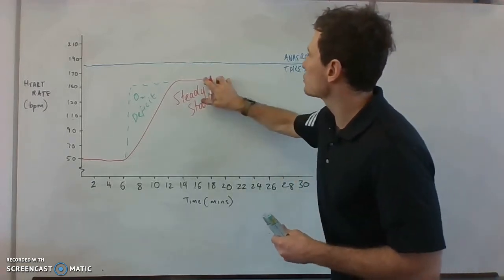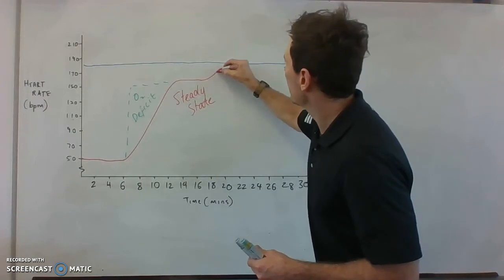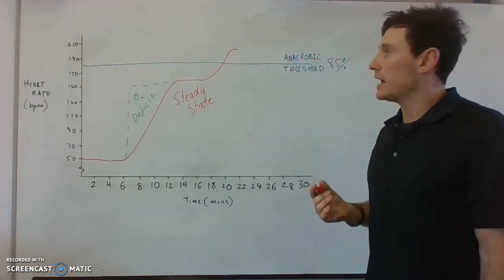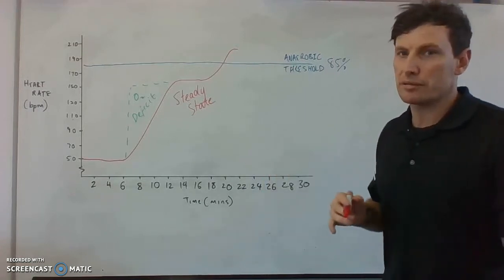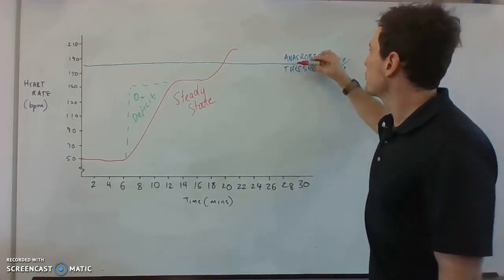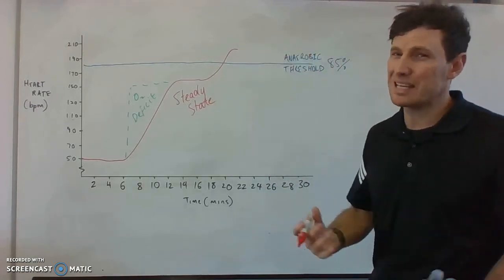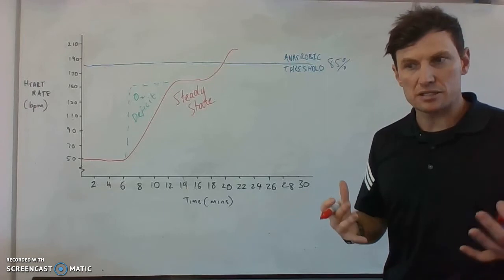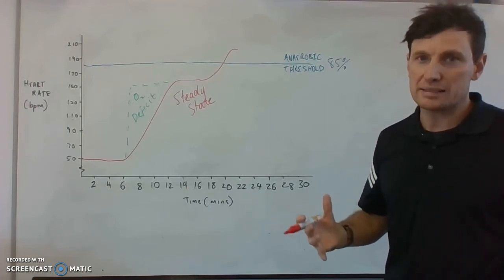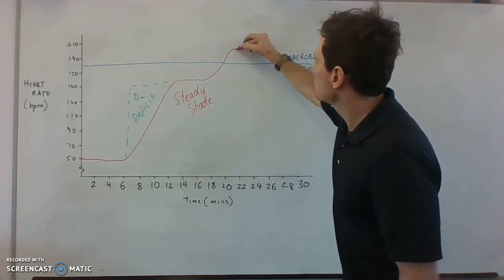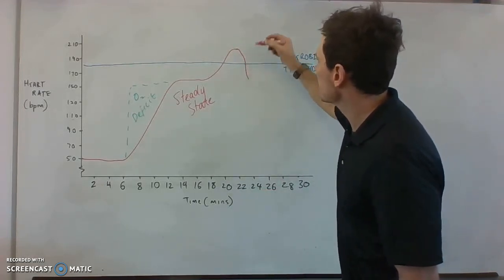If the athlete was to increase their pace, say on the treadmill to about 20 kilometers an hour, that may breach their anaerobic threshold. So above this line here, they start to use their anaerobic systems, in particular their lactic acid system, which produces lactate, and that lactate fatigues your muscles. So staying above this line isn't possible for longer than, say, 90 seconds.